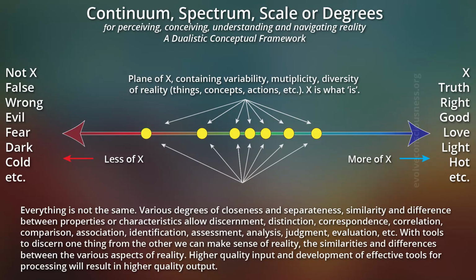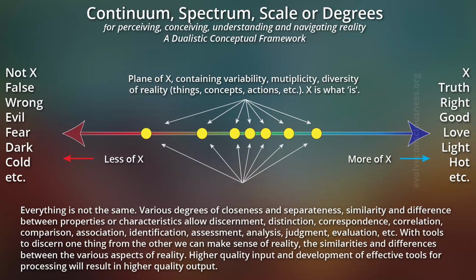So we have a plane of X, which is the scale containing variability, multiplicity, diversity of reality, things, concepts, actions, whatever you want to place on something that exists in the universe, you can put it on the plane of X, which is the plane of what is. X is what is. So it's the plane of what is, where you have more of X and less of X.